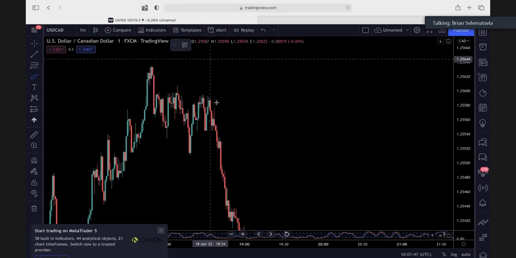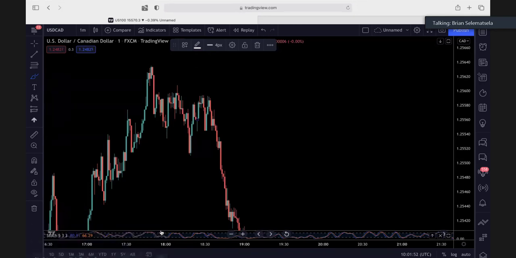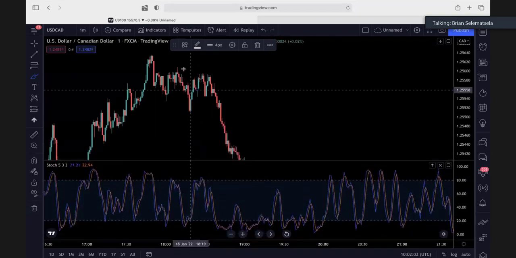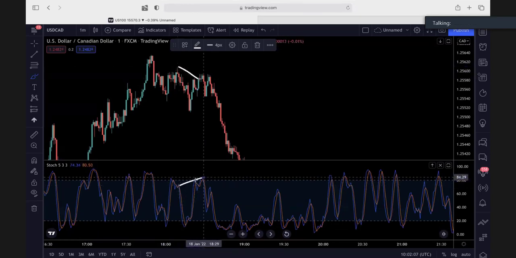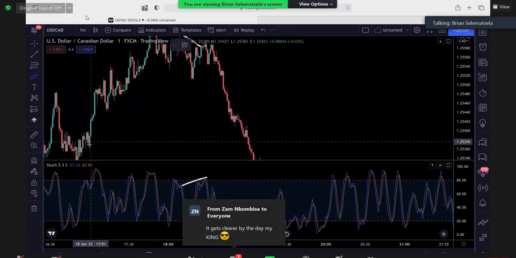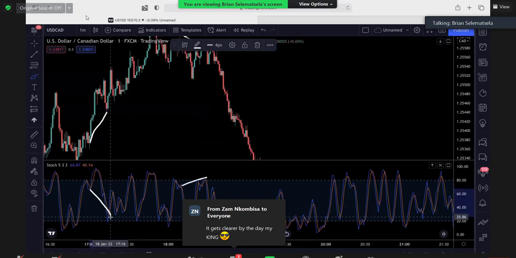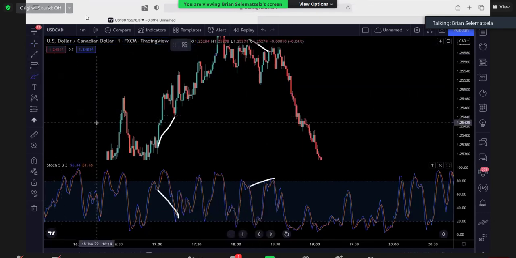Let me try to make sure I understand what you're talking about. Because divergence, what we do is the total opposite of what is actually happening between the stochastic and the main chart. So you find that for a sell, this is what we're looking at. For a buy, this is what we're looking at. These are the only divergences that we do. And we don't do these other kinds of divergence because they are very dangerous. Let me show you.